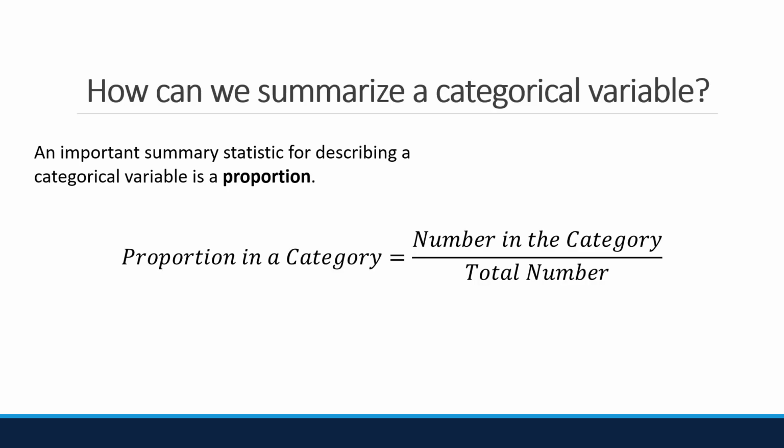An important summary statistic for describing a categorical variable is a proportion. A proportion can be calculated from categorical data when there are two options. It tells us out of the total how often one of the options occurs. Proportions will always be between 0 and 1. To calculate a proportion, the proportion is equal to the number in the category divided by the total.